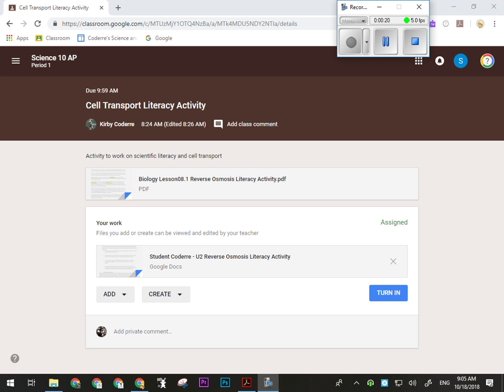There are two files. One is the PDF file, and that has the article that you're going to need to read. The Google Doc has the questions, and that's where you'll type in your answers. When you've got your answers typed in, you're going to submit it to me. If you have time after that, then you have some time to work on your cell anatomy lab or something like that.